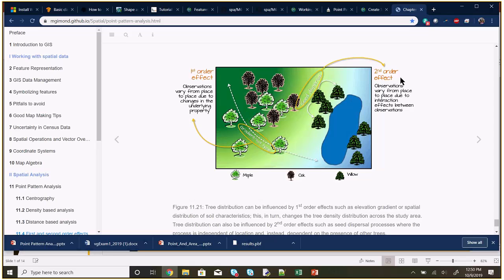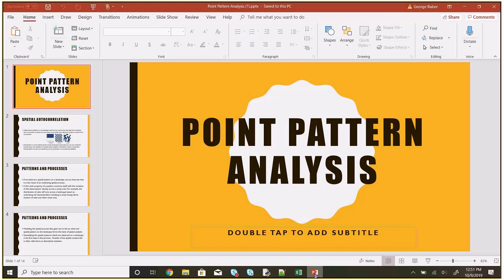Now, second order effects, we're going to talk a little bit more about how to quantify next time we meet next week. But today we're going to do a few more first order effect principles, and I'll actually demo some of them. We're also going to talk about quantifying spatial descriptive statistics, which we haven't done yet. But sometimes descriptive statistics are necessary.